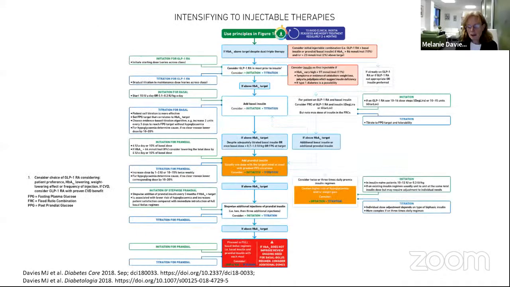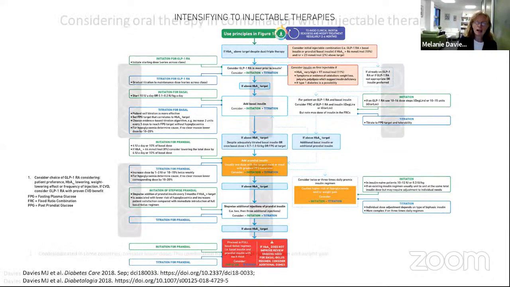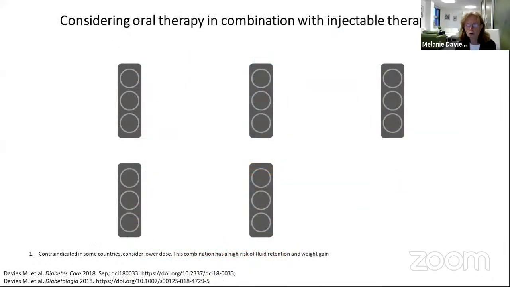So what about intensifying to injectable therapies? I think this is a busy slide, and I don't expect you to read the detail, but it's really important that we think about injectable therapies in type 2 diabetes. And think about where insulin fits, where the GLP-1s fit, and where the combinations fit. And also the combination of oral therapies with injectable treatment.